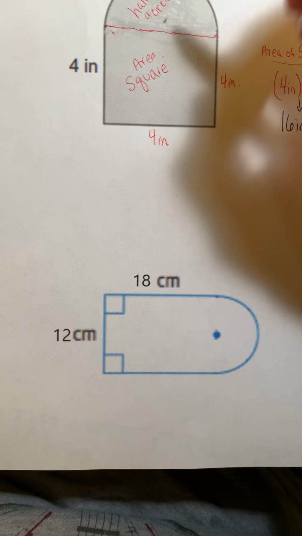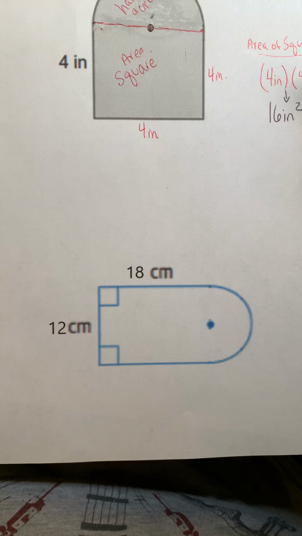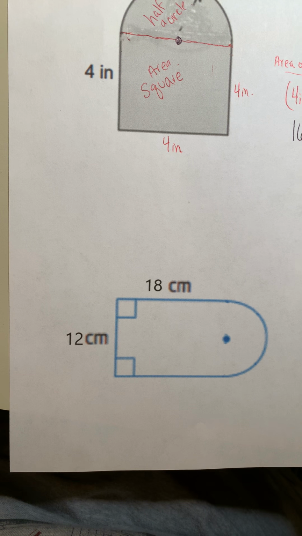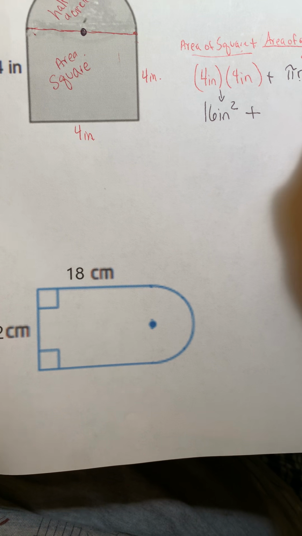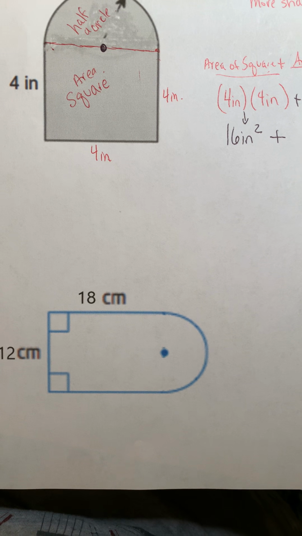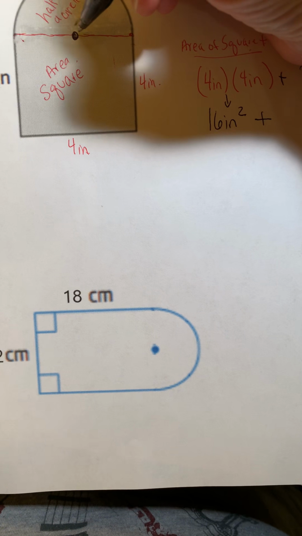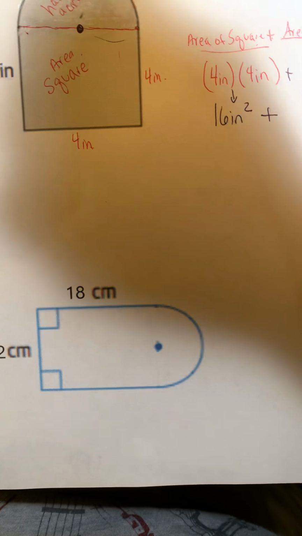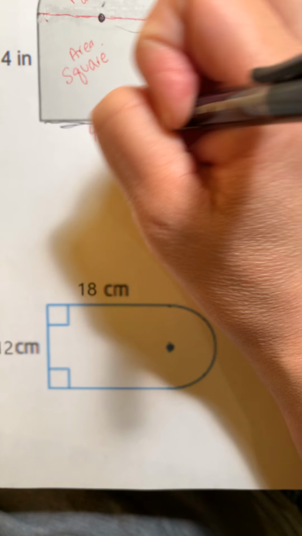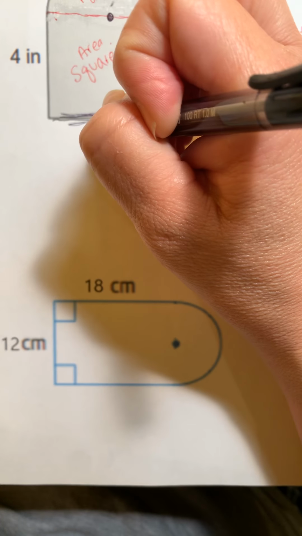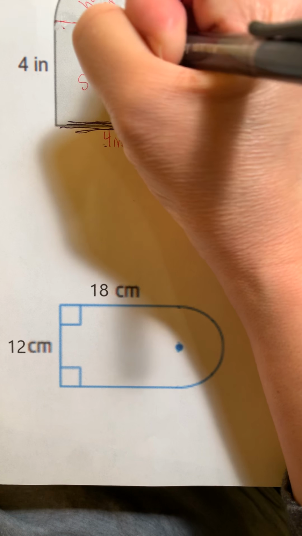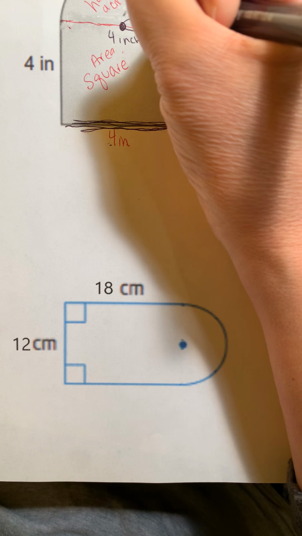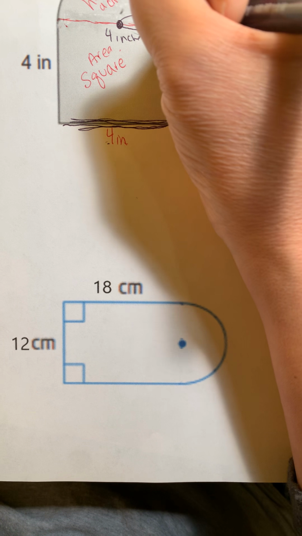So how do I find the area of a circle? So remember the formula for area of a circle is pi radius squared. So pi times radius squared. So now I have to find out what my radius is. So my radius is half of the diameter, where the whole diameter is the same as down here. So the bottom of the square is 4 inches, so the top is 4 inches. So what would be half of this? That's my radius. So that would be 2 inches.